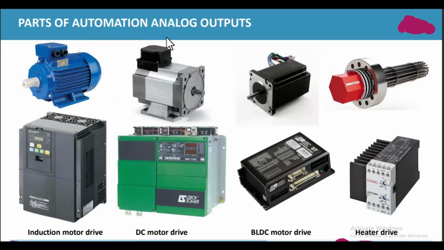Parts of automation, analog outputs. Analog outputs consist of induction motor drive connected with the induction motor, DC motor drive connected with the DC motor. These are the different kinds of drives. We have discussed inputs and outputs, and now these are the drives.